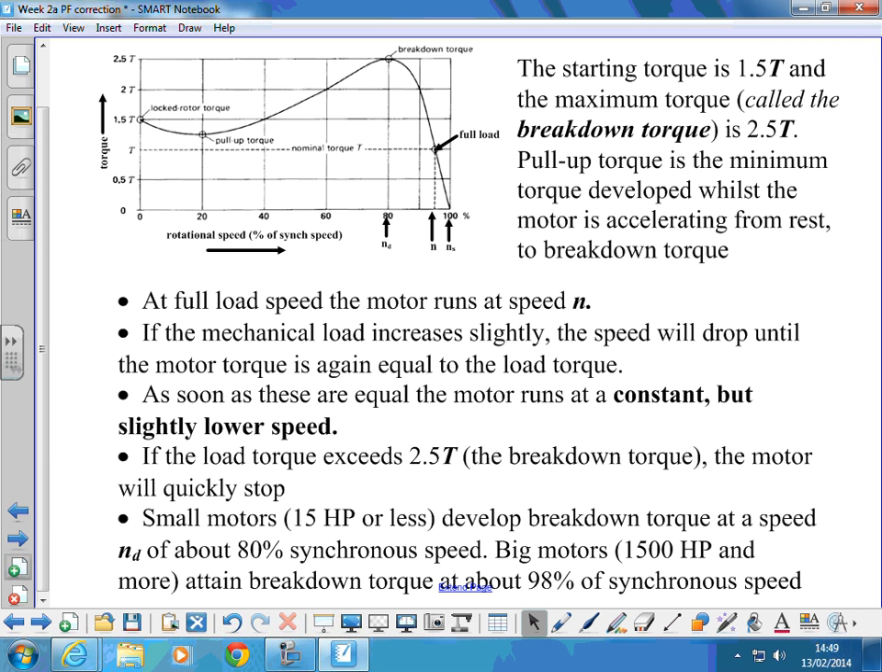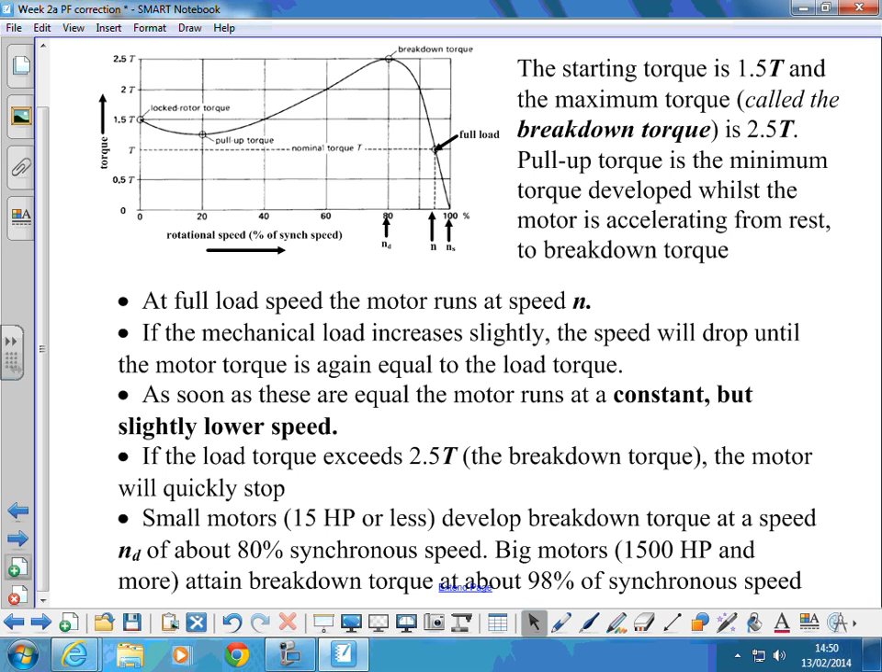Small motors, 15 horsepower or less, develop breakdown torque at a speed of about 80% synchronous, and big motors, 1500 horsepower and more, attain breakdown torque at about 98% of synchronous speed.